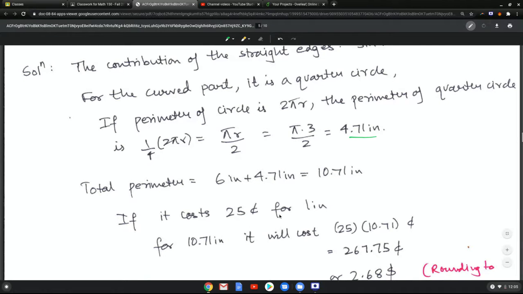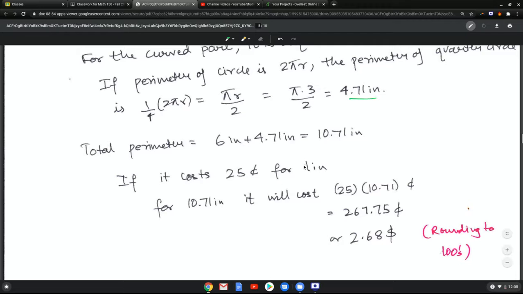Now if it costs 25 cents for 1 inch, then for 10.71 inch, it's going to cost 25 times 10.71, which is 267.75 cents or $2.68, again rounding to hundredths. Okay, that's it for this particular property.